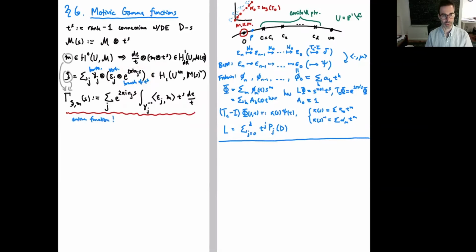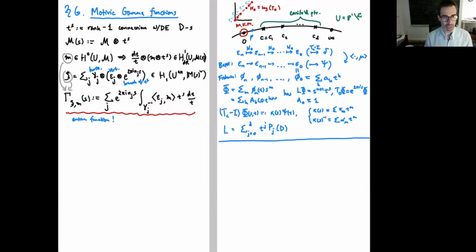And then you put them together to get a period like this. That's a period of the Mellin transformed connection. And that's an entire function of S. This is the pairing of cohomology and homology in the original variation of Hodge structure.